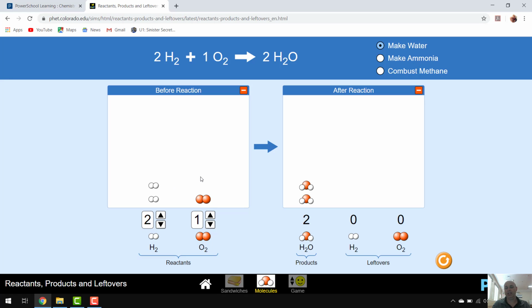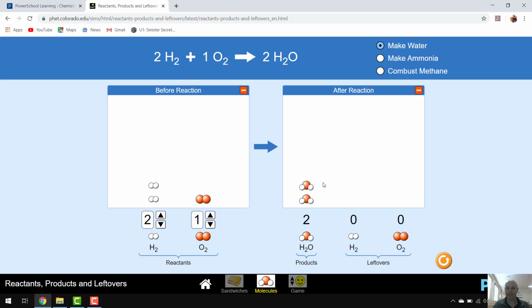Now that the reaction has taken place, my water molecules will be made, and it says that I'm going to have 2 of them, and I do. But the important thing is that you see that the colored balls are matching. So I have 2 orange balls on the left side. I have 2 orange balls on the right side. I have 4 white balls on the left side. I have 4 white balls on the right side.